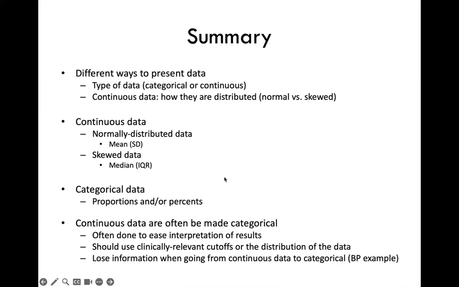And just remember that you can sometimes take continuous data and make those data categorical. We talked about this early on in the lecture, but this is often done to ease interpretation of results. But again, you're losing information, so you should make sure that you're very thoughtful when you do this. You should use clinically relevant cutoffs or base them on the distribution of the data. Sometimes people will divide the data at the median into two groups for further analysis. And as I've said many times, you lose information when going from continuous to categorical.